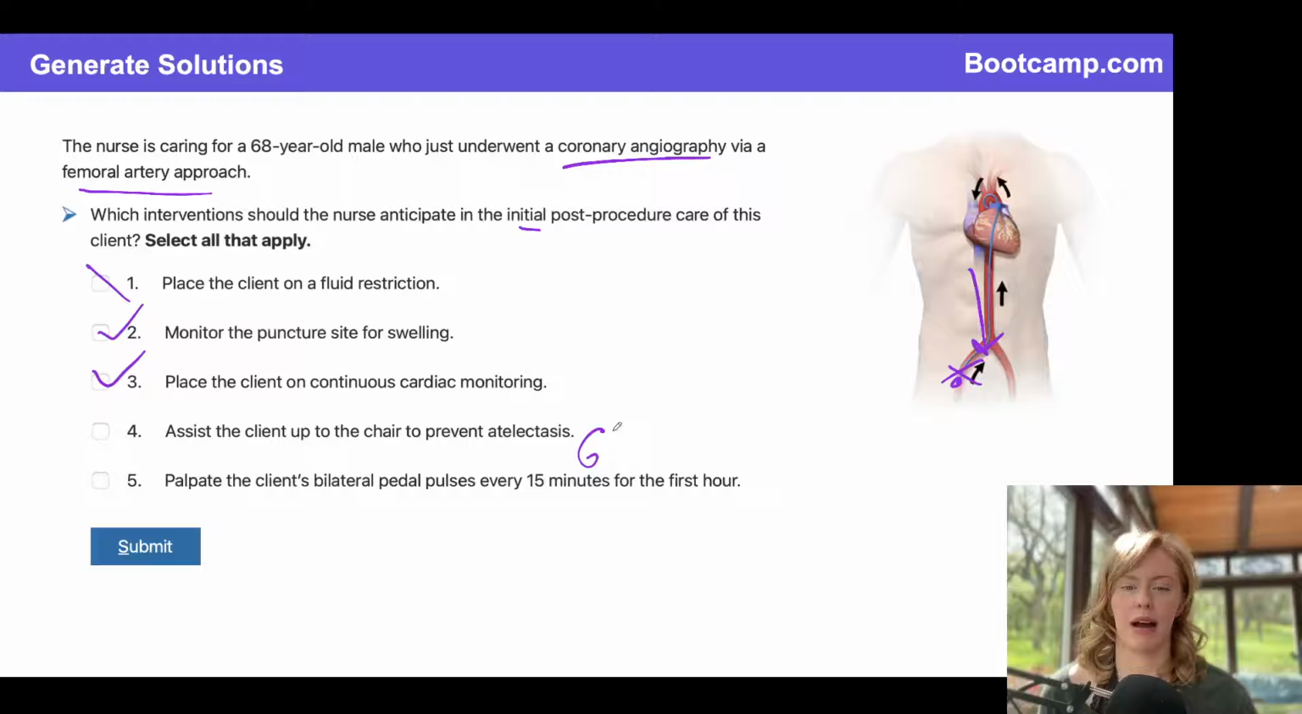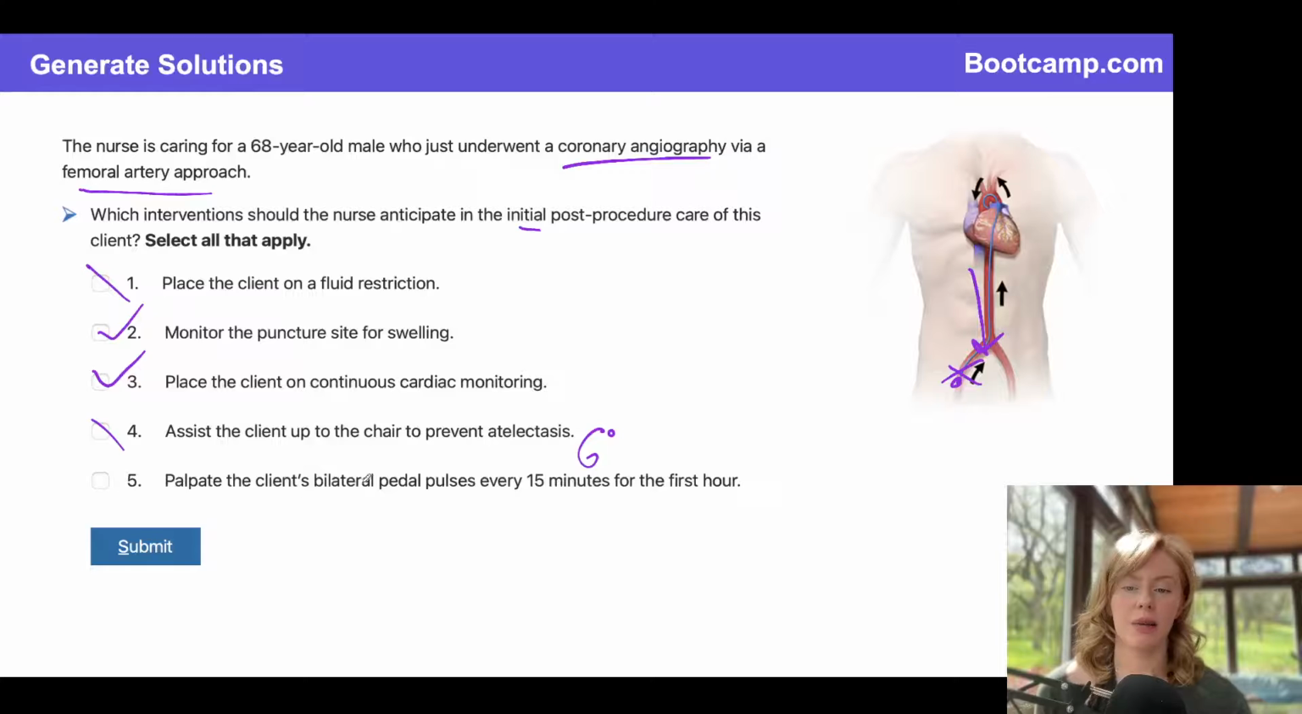Okay, it's about 6 hours. All right, and so that's a long time to lay totally flat and keep your legs straight, but it's really important because they are at high risk for bleeding. So we can have them do some deep breathing exercises laying flat if we need to prevent atelectasis, but they should not get up until that bed rest period is over.